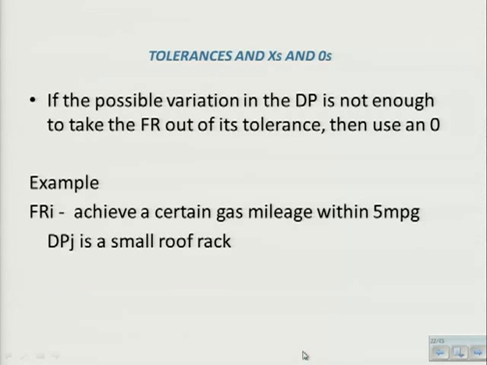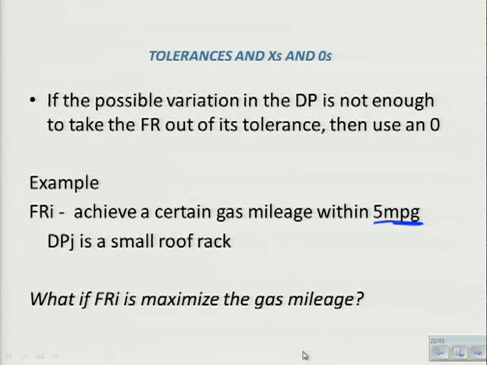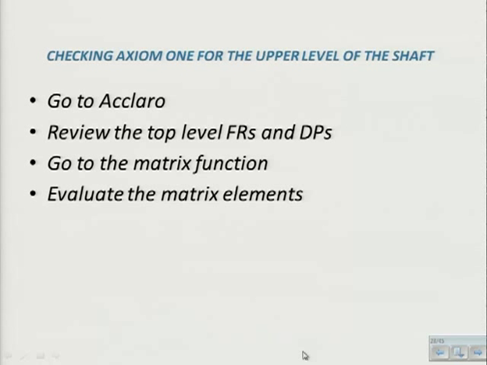All right, so this is what I was saying about the tolerances. So, if we have a small roof rack, maybe we're still in that MPG and we're all set. But if it's maximize the gas mileage, well, we have to decide how much of a change is important. And so we need tolerances on the FRs. So it depends on the tolerance and the sensitivity. So this is something, what is the market looking for in that? And that you need to determine.